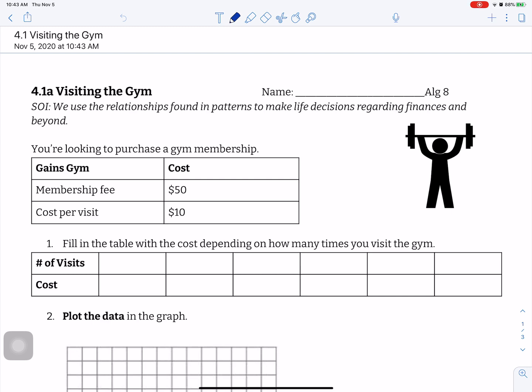So it says Gaines Gym, the membership fee is $50. So that would be something that you're going to pay. And if you never go to the gym, you're still paying. And then every time you visit, it's $10. So we're going to fill in the table.